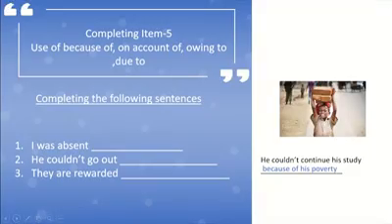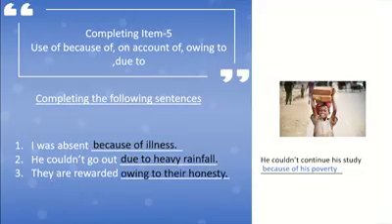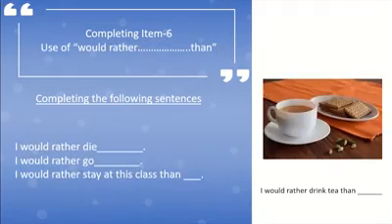So, dear students, let's complete the following sentences by following these rules. I was absent because of my illness. Next example is: he could not go out due to heavy rainfall. And the last example is: they were rewarded owing to their honesty. So, my dear students, let's move on to the next slide.